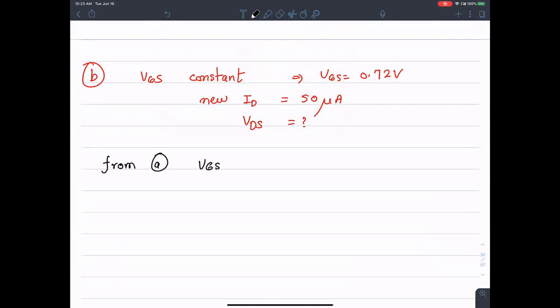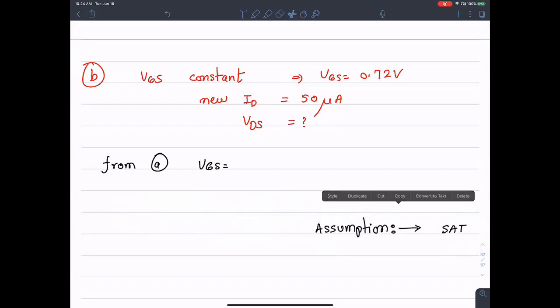We make an assumption. What assumption are you going to make? That it's in saturation, and then we check if it is correct or not. That's applicable in other similar problems, but here there is some more intuition that we can get. Let's park that to one side. We'll come back to that.